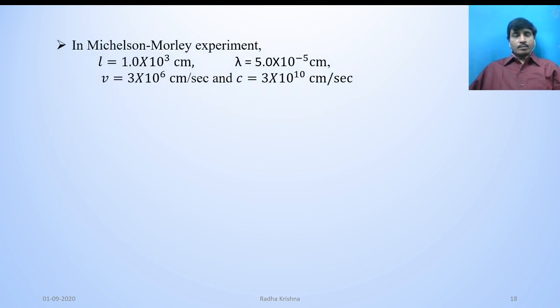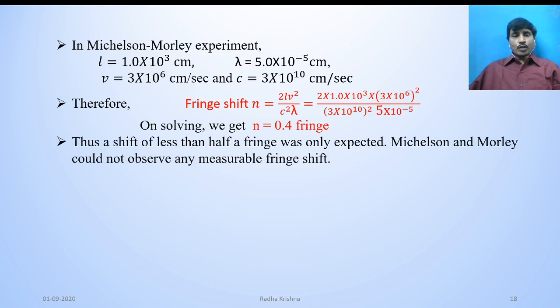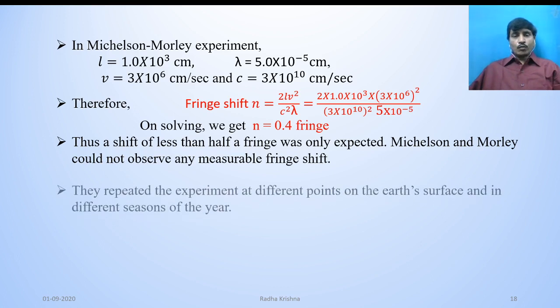In the Michelson experiment, L is equal to 1.1 into 10 to the power of 3 centimeters, lambda is equal to 5 into 10 to the power of minus 5 centimeters, V is equal to 3 into 10 to the power of 6 centimeters per second, and C is equal to 3 into 10 to the power of 10 centimeters per second. On substituting these values in the expression of fringe shift, we get fringe shift n is equal to 0.4 fringe. Thus, a shift of less than half a fringe was expected. Michelson and Morley could not observe any measurable fringe shift.